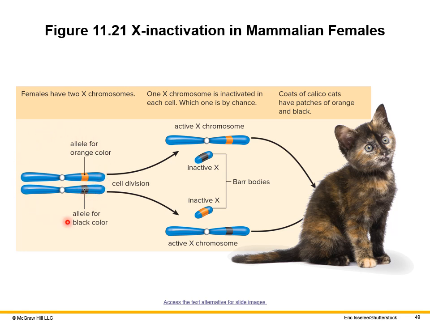However, early on in the development of the embryo, some of the cells are going to have one of these X chromosomes inactivated. So we're going to have two populations of cells: ones that have an inactive X chromosome for the black color, and another population of cells which have the X chromosome for the orange color inactivated.